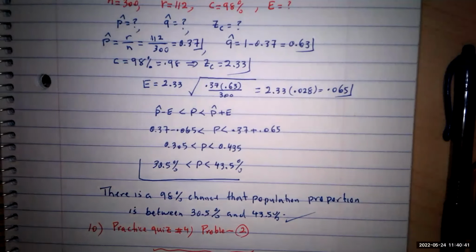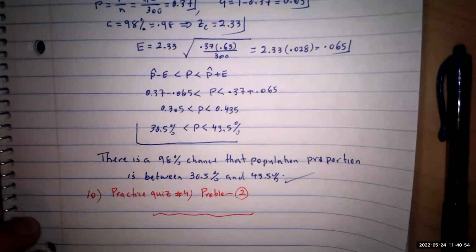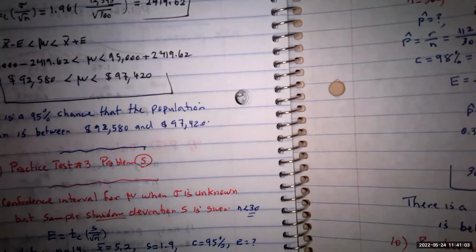Okay, so we're done with the confidence interval for the proportion. We have a confidence interval for the standard deviation. I'm going to explain that one. For this new one, you need the chi-square table. Find the chi-square to the right, to the left. So that was a question. We did the 9 and the 10.